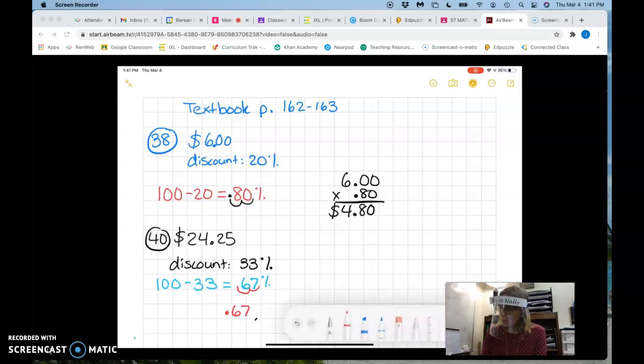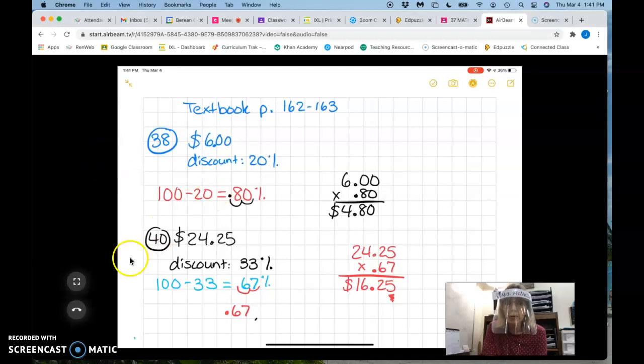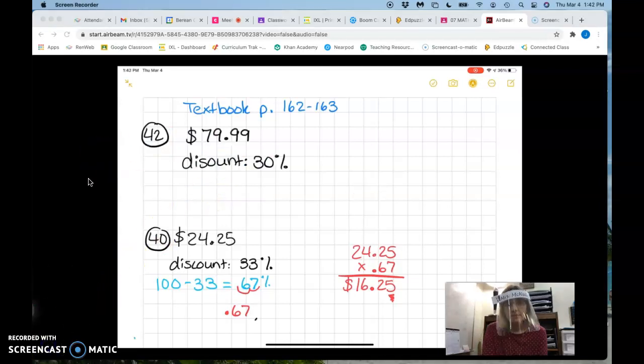And then I can multiply the price of the gloves by the new decimal percentage that I found. And what is $24.25 times 0.67? All right, so we just rounded that last number up to a 5 because of what it said on our calculator, and it's $16.25 for those gloves. All right, so use the way that we did number 38 and number 40 to guide you in solving number 42 on your own, and then I'll come back and show you how to solve it.